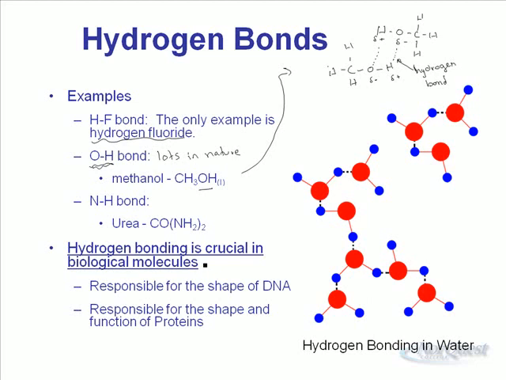Hydrogen bonding is crucial to biological molecules, and this is why we're spending a little bit more time talking about it. Hydrogen bonding is responsible for the shape of DNA, and DNA is that molecule that carries all of our genetic information. It's also responsible for the function and shape of proteins, and proteins are all the structures and little machines that make our body work. So hydrogen bonding is extremely important in these biological molecules that we're going to be talking about in the second half of the course.